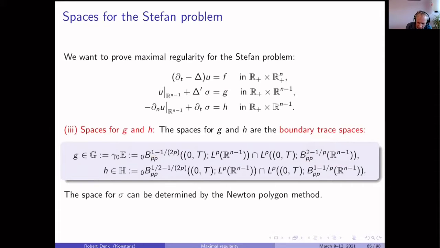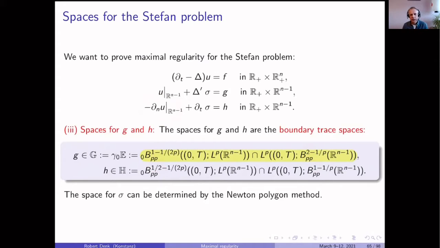So this is the natural space for u on the boundary, for the trace of u on the boundary. And this is my space for the right-hand side g. And similarly, if I want to compute the space for h, then it should be the same as the normal derivative of u. So here, instead of a 2, I have a 1, and here, instead of a 1, I have a 1/2. So I have 1 space regularity and 1/2 time regularity less.